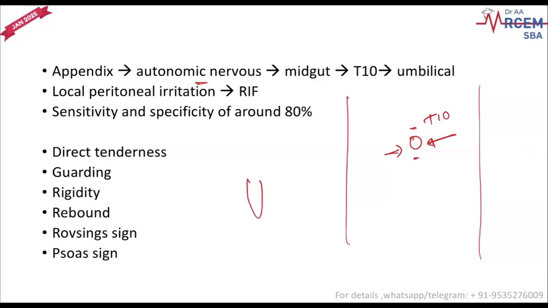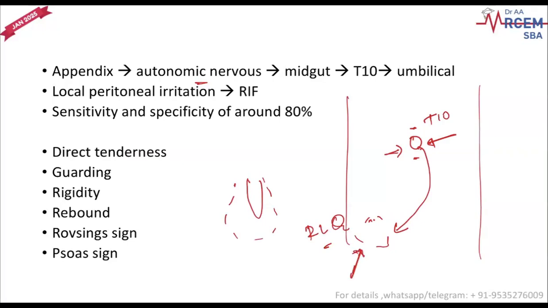Later on, when the appendix enlarges in size, it causes local peritoneal irritation. That's why the pain moves from the umbilicus to the right lower quadrant. So this is the classical history they present with. In examination, when you palpate the right lower quadrant, they'll have tenderness.